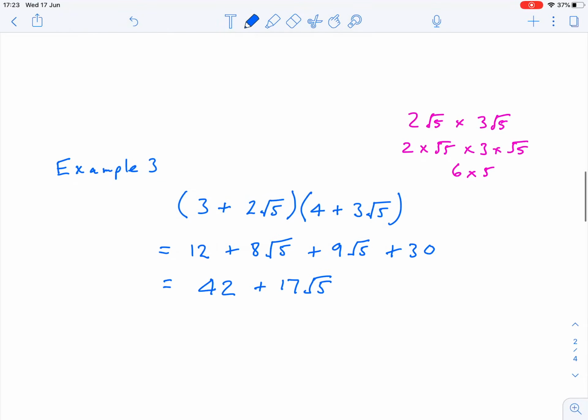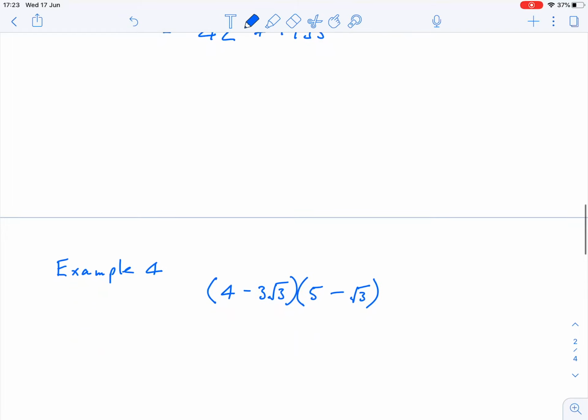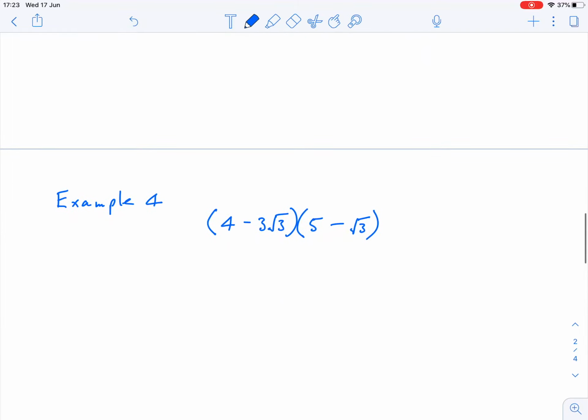Right, final example is much like this one but with a couple of negatives thrown in. So what does this give us? 4 times 5 is 20. 5 times minus 3 root 3. Plus times a minus is a minus. Sort the sign out first. Then 5 times root 3 is 15 root 3.